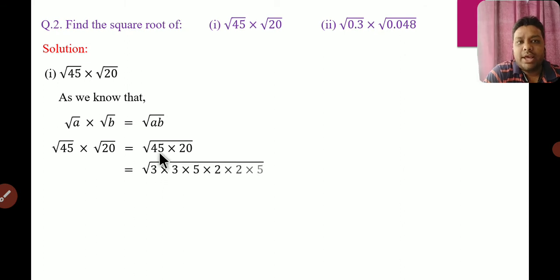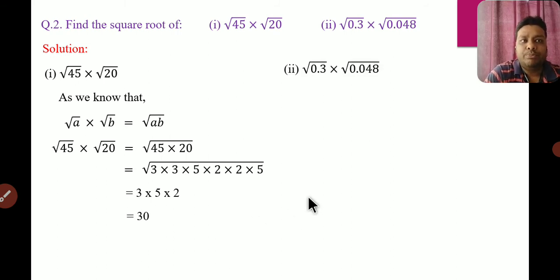Now let's factorize 45 and 20. So 45 is 3 into 3 into 5 and 20 is 2 into 2 into 5. Now you can see there are 2 threes, 2 twos and 2 fives. So 1 three, 1 two and 1 five we will take out. Now multiply, it will be 30. So 30 will be the square root of these numbers.